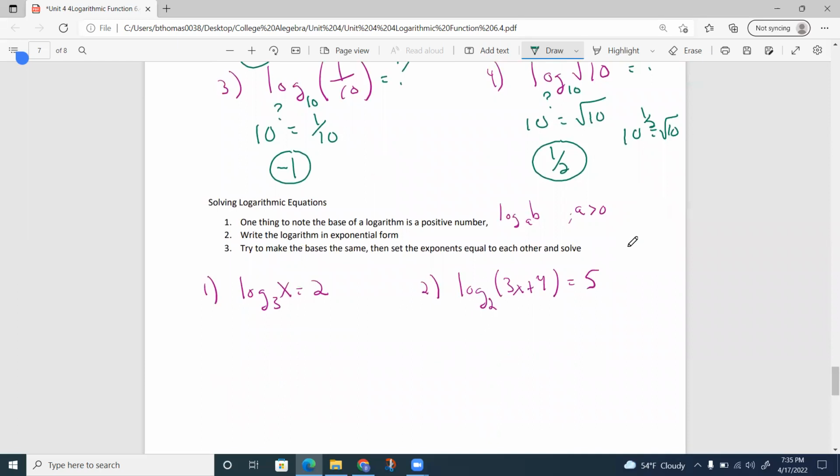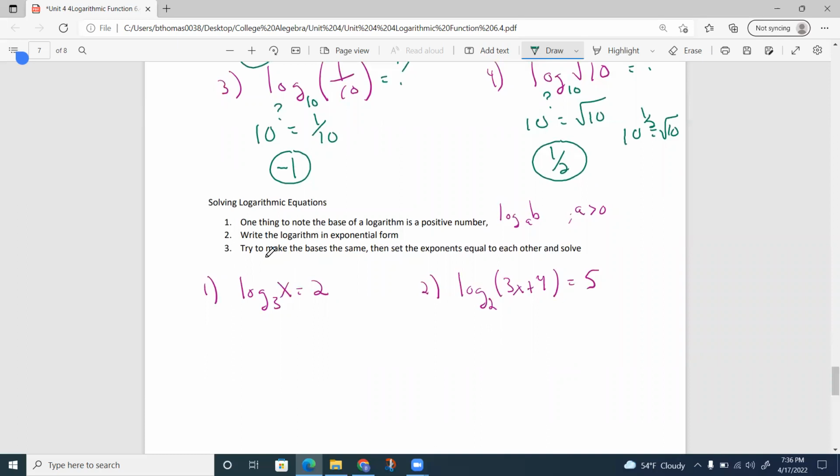So the next thing we're going to get into is solving logarithmic equations. One thing to note, the base of a logarithm is going to be a positive number. So if I have the log of b base a, a is always going to be a positive value. So keep that in mind as we move forward. So if I want to solve a logarithmic equation, what we want to do, if possible, is just write the logarithm back into its exponential form.